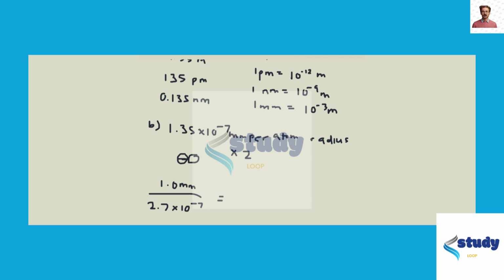So when we do that on our calculator, 1 divided by 2.7 and then divided by 10 to the negative 7th is going to be 3.7 times 10 to the 6th atoms can span a millimeter. So a considerable amount.